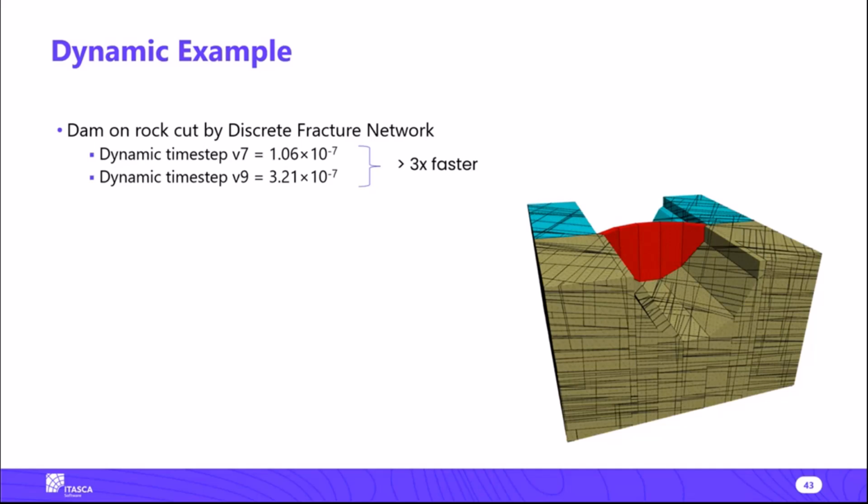Similarly for dynamics, you've got some sort of jointed material like this. You end up with a relatively small time step. The time step depends on the size of the zones. So when you have these joints very close together, you end up with a relatively small time step. But in version 9, again, these time steps can be up to 3 times bigger than they were in version 7, which is useful.